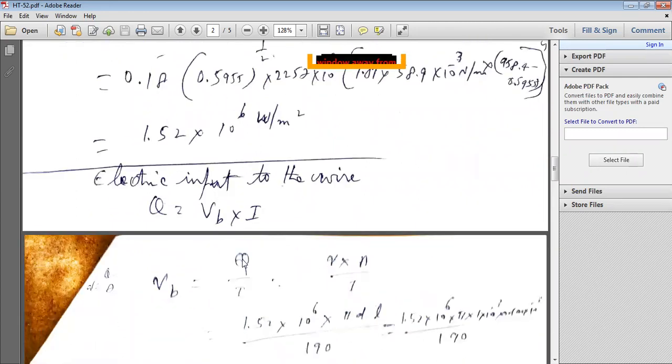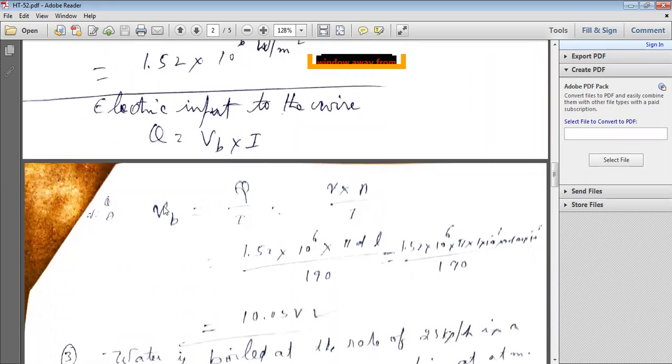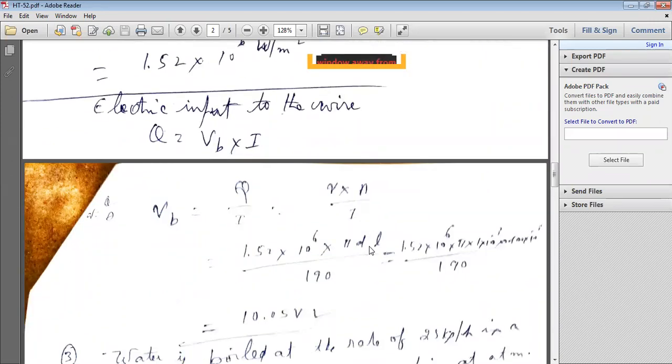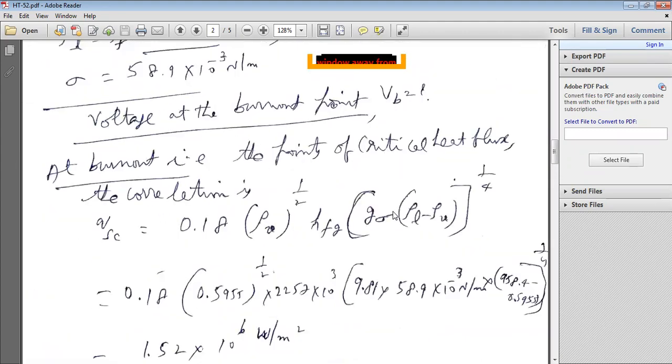Heat flux is equal to Q by A. From that, Q is equal to heat flux times area. That's why burnout voltage VB is equal to heat flux times area divided by current, where I is the current in amperes. So the heat flux you have calculated, 1.5 × 10^6, times the surface area of the wire. In the last problem, how did we calculate the surface area? It is pi d L, divided by the current.